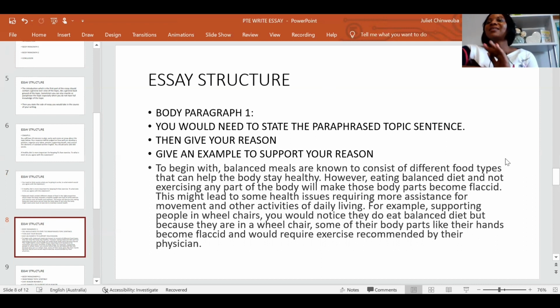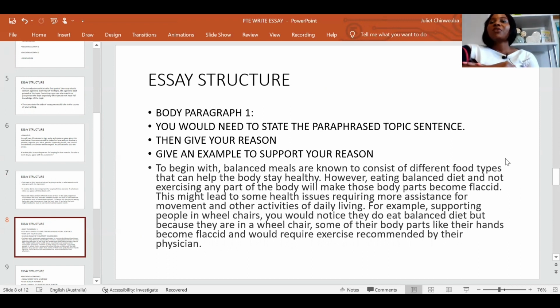However, eating balanced diets and not exercising any part of the body will make those body parts become flaccid. You see, I'm not just using simple words, neither am I using very difficult to understand words. Flaccid is just a normal kind of word. When something is not firm, it's flaccid. So muscles become flaccid when they are not exercised, when they're not being put to use.